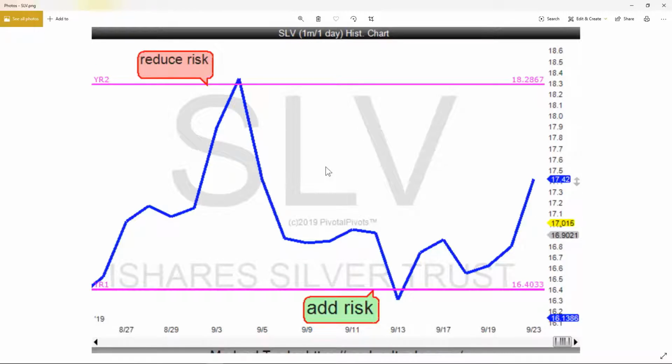When price is below that YP, we have a bearish bias for the year. When price is above the YP, we have a bullish bias for the year. Silver last year went up to the yearly R2 pivot, also silver futures, and then it pulled back down to the yearly R1 pivot. One of the things I've noticed is price likes to move from pivot to pivot.